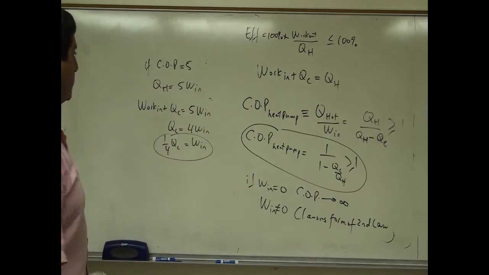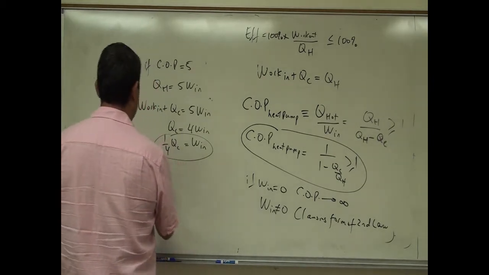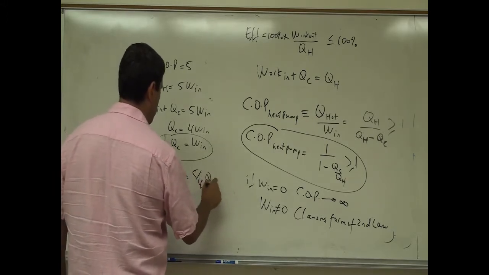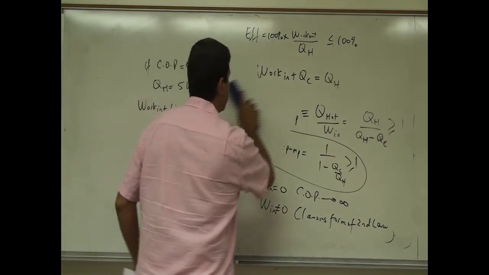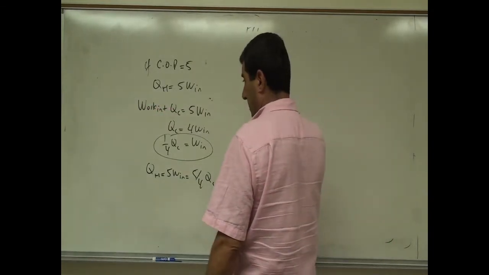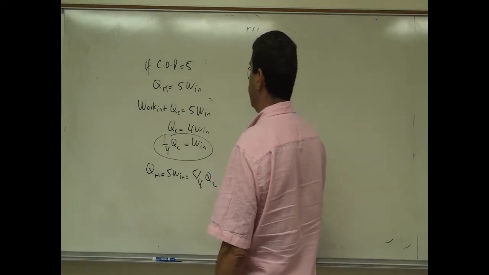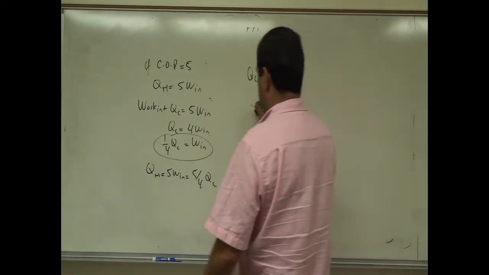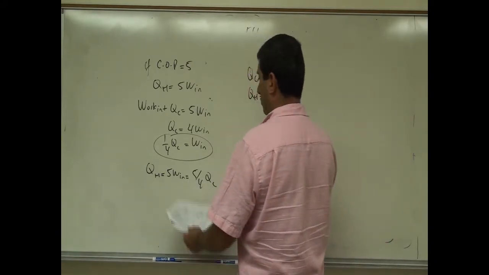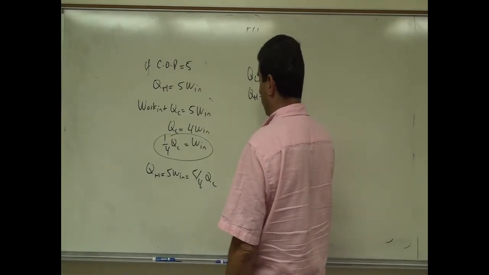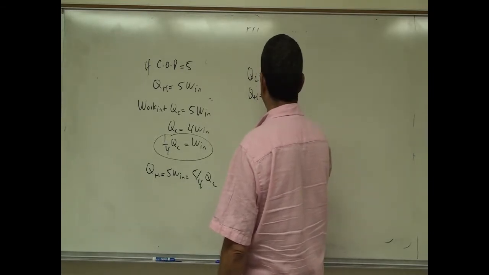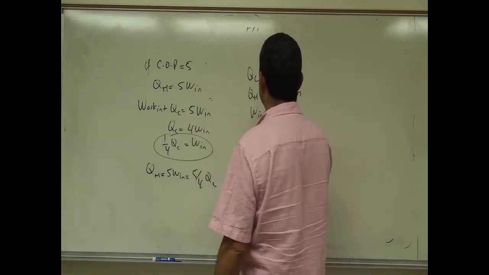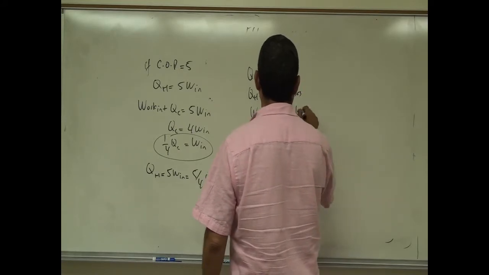Okay? And then what would Q hot be? Since Q hot is equal to 5 work in, that's going to be 5/4 Q cold. So in other words, let's just say that Q cold was equal to 100 joules. In this case, what would Q hot be? Q hot would be 5/4 of 100, so that would be 125 joules. And then work in would be a quarter of 100, which is 25 joules.